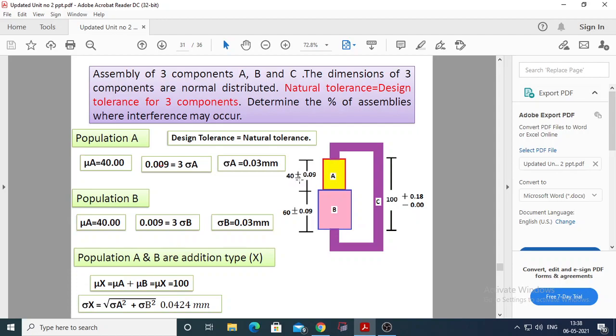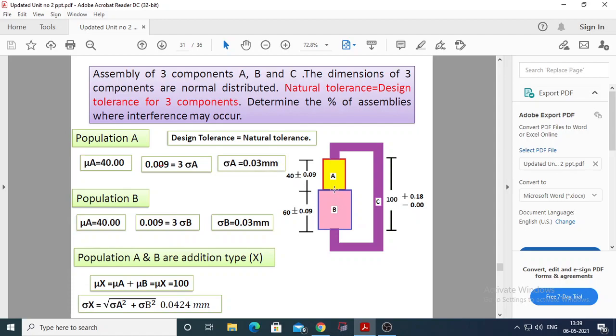How do we calculate that? We know the formula: tolerance is equal to 3 sigma A. The tolerance value is 0.09, so 0.09 is equal to 3 sigma A. What is sigma A? You will get sigma A equal to 0.03 mm.